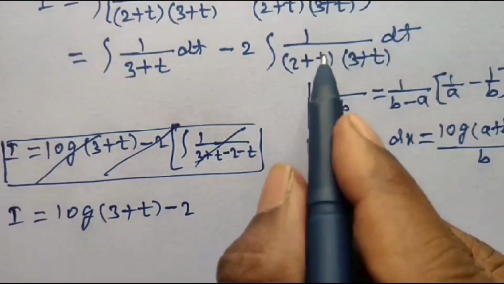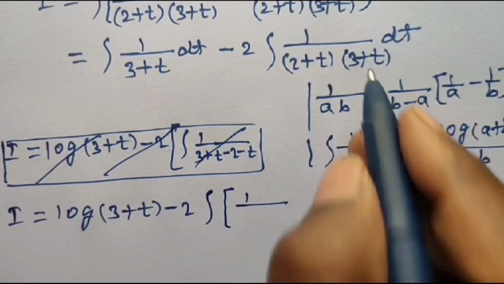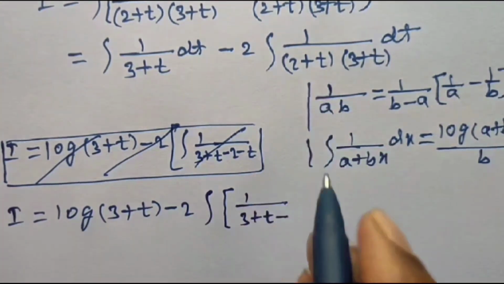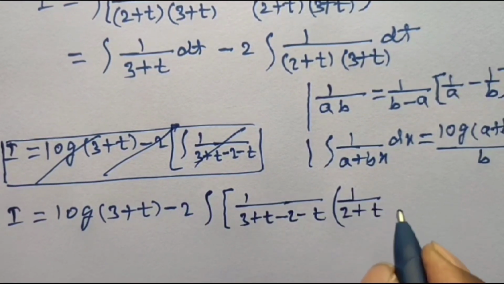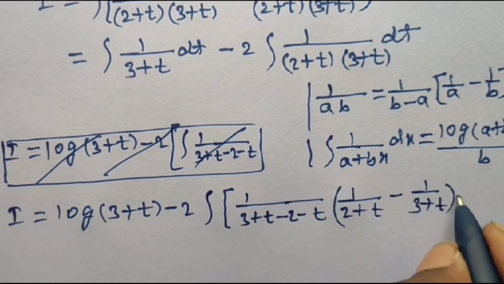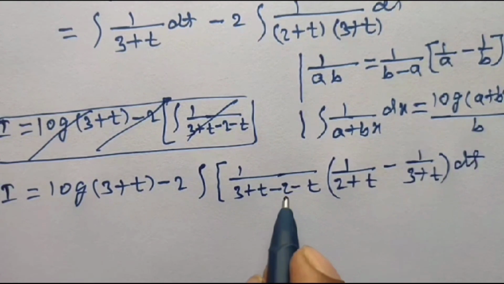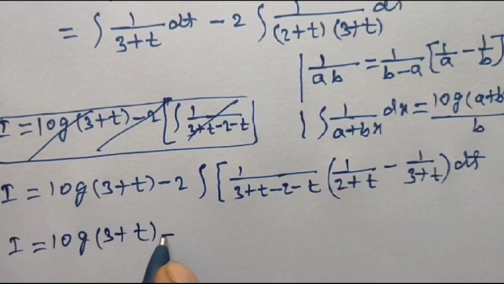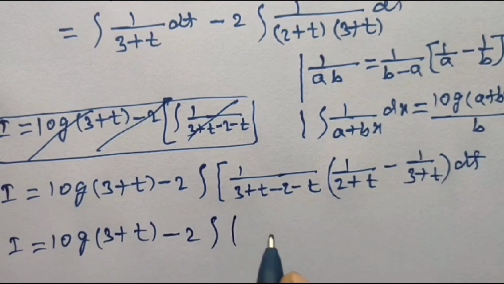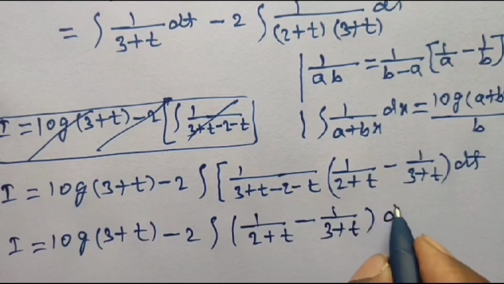Now we have to find the partial fractions here. Applying this formula, the integral of 1 upon b means 3 plus t first, minus a means 2 plus t, that is (3 plus t) minus (2 plus t), into the bracket (1 upon (2 plus t) minus 1 upon (3 plus t)) dt. Simplify this and get the answer. Here t gets cancelled and 3 minus 2 is 1. So this becomes 1. Hence the integral I can be written as log of (3 plus t) minus 2 times the integral of (1 upon (2 plus t) minus 1 upon (3 plus t)) with respect to t.